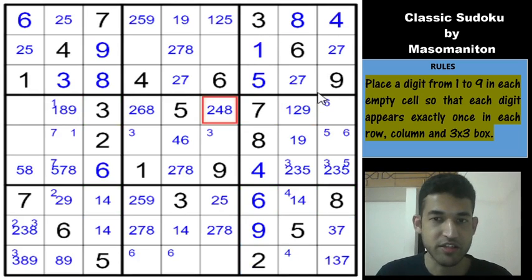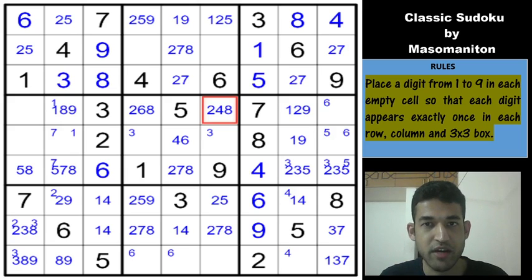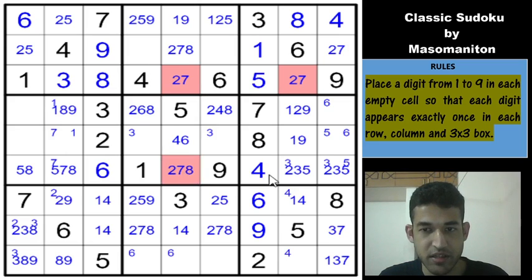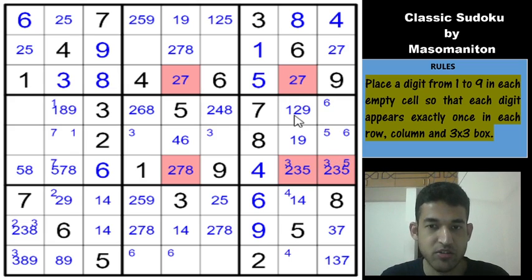At this point you have a finned X-wing. So let me highlight and show you. If you look at row 3, these are the two cells which can have a 2, right? And if you look at row 6, these are the cells which can have a 2, right? There are no other cells which can take a 2. So basically we have an X-wing pattern and one cell which is disrupting this X-wing pattern. But you can still eliminate 2s as you would have normally done.